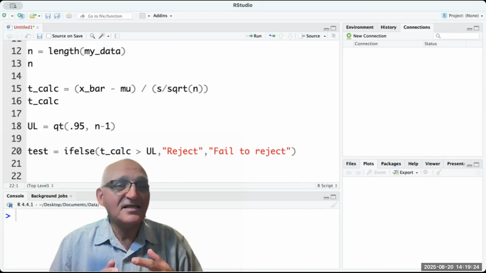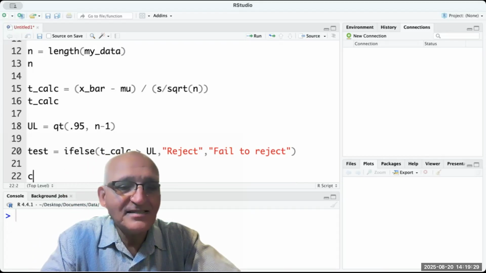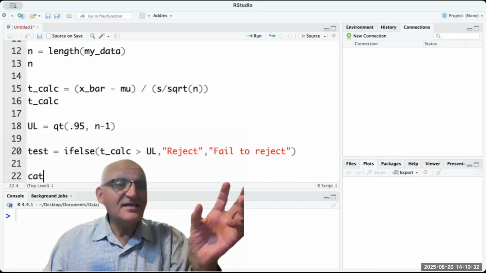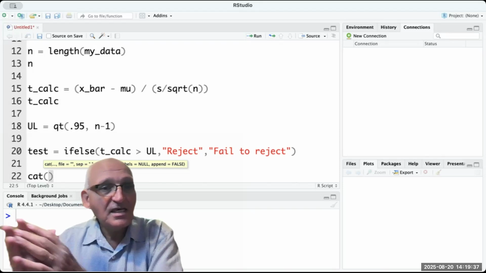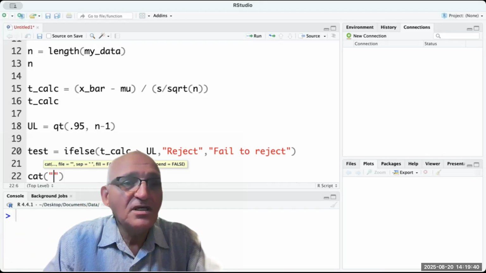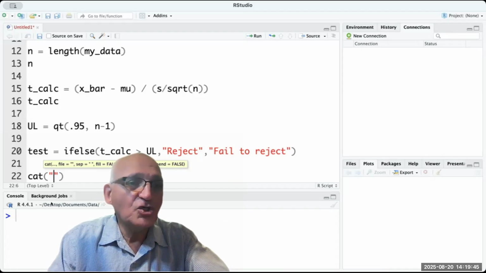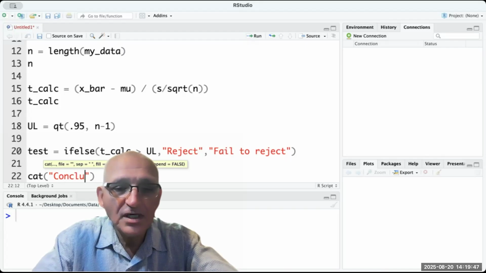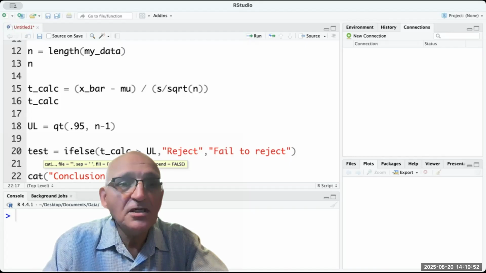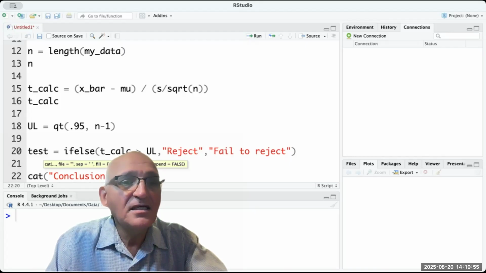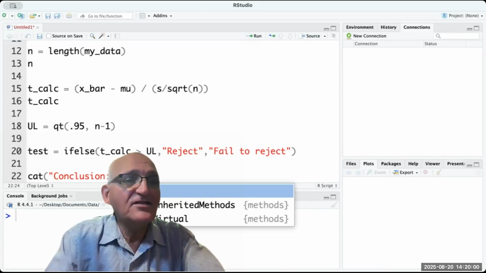So the way we do that, the easiest way without formatting, without anything, is to use what we call cat, for concatenate things. I can concatenate numbers and text. So the text, for example, notice if it's a text, you have to include quotation marks like here. So I would say conclusion. No, I want to enter my conclusion. Oops, conclusion. And then I say test.